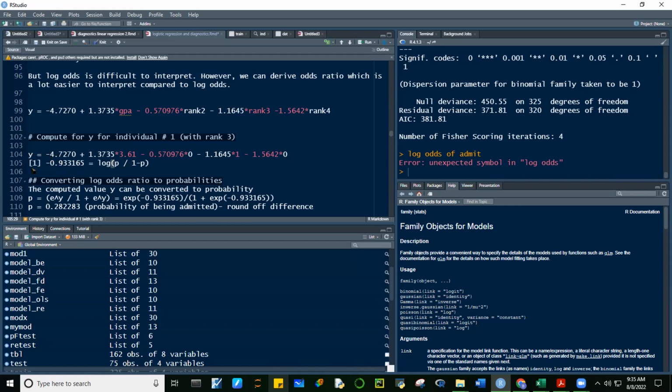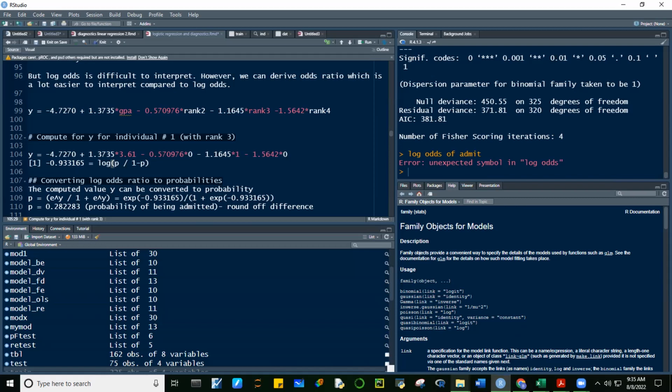This is your y, right? And remember, your y is your log odds ratio. So how do you interpret this? The log odds ratio of number 1 being admitted is negative 0.933. But we said that it's difficult to interpret this, so we can compute for your P, which is the probability of being accepted.